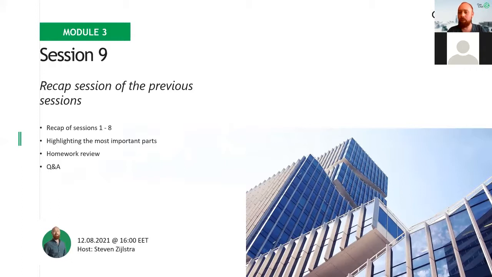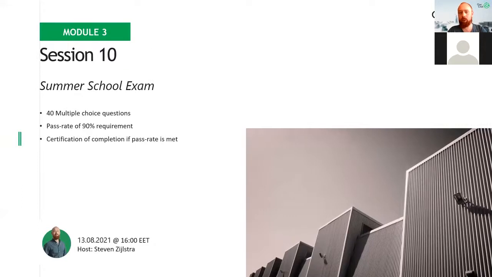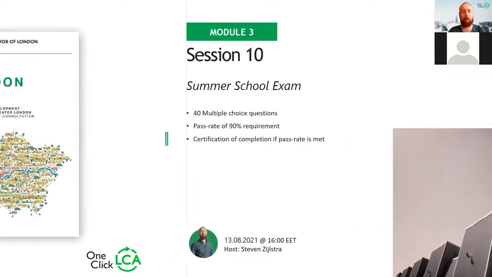During session 9, this will be mostly just a recap. We'll talk about everything which happened from session 1 to 8, and this is to prepare you for the exam. So if you have attended these sessions or you have rewatched the recordings or whatnot, there should be no issue to pass the exam, but you of course have to take note of what's happening. During session 10, we have the actual exam. It will be a 40 multiple choice question exam with a pass rate of 90%. If you pass it, you will get a certificate of attendance for this summer school. Basically, it's as easy as that.